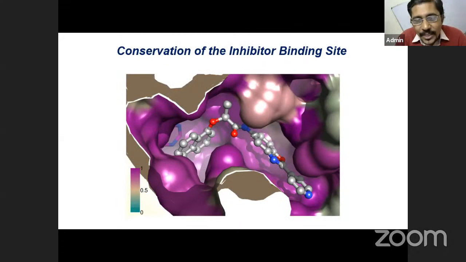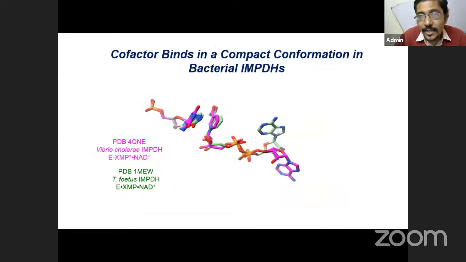Okay, so what's the uniqueness which can be utilized? Certainly challenges are always there, but there should be some uniqueness. The uniqueness is the conservation of the inhibitor binding site. The majority of these pathogens are harboring these 3 amino acid residues. If you remember, I talked about those 3 amino acids, and they are still present in these pathogens. So certainly you can modify these molecules to kill these pathogens. Now I'm talking about the bacterial IMPDH. Earlier I talked about the parasite Cryptosporidium IMPDH.